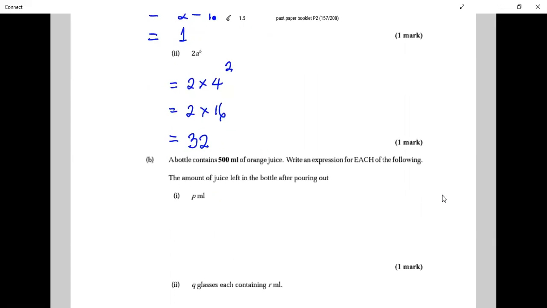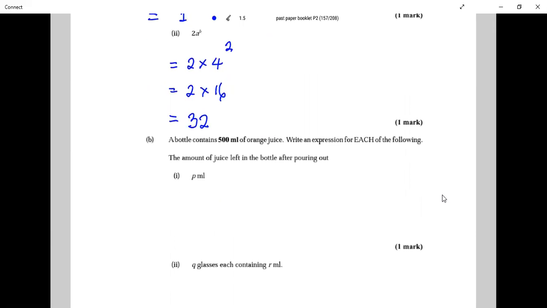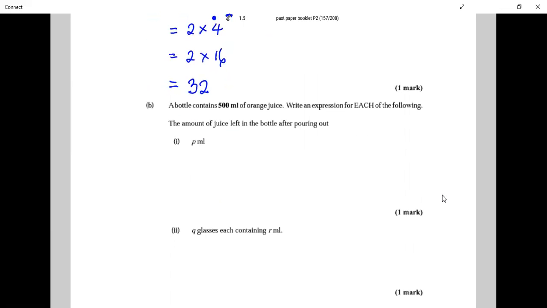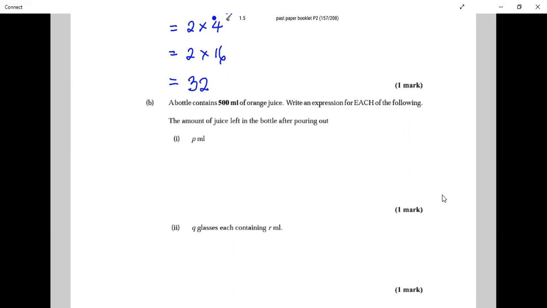All right, let's go down to the B part of the question. The B part of the question says, a bottle contains 500 milliliters of orange juice. Write an expression for each of the following. The amount of juice left in the bottle after pouring out T milliliters. Well, there was 500 in it, and you pour out T. So what will be left is 500 minus T milliliters.